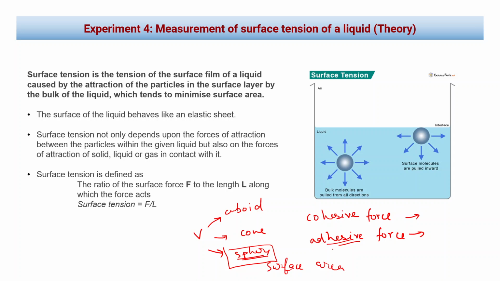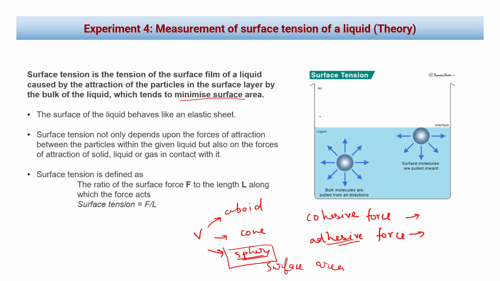So as we said, the body tends to minimize surface area. Why? It tends to minimize surface area because it wants to minimize its energy, and this is what is called surface tension. The surface of a liquid behaves like an elastic sheet because of this. And surface tension not only depends upon the force of attraction between the particles within the given liquid, but also on the forces of attraction of solid, liquid or gas in contact with it.